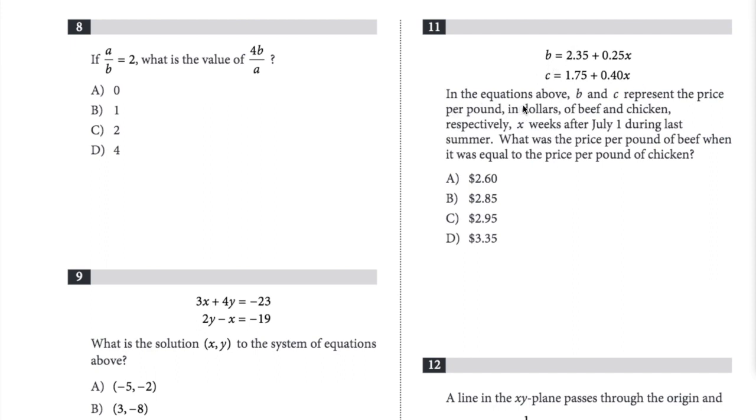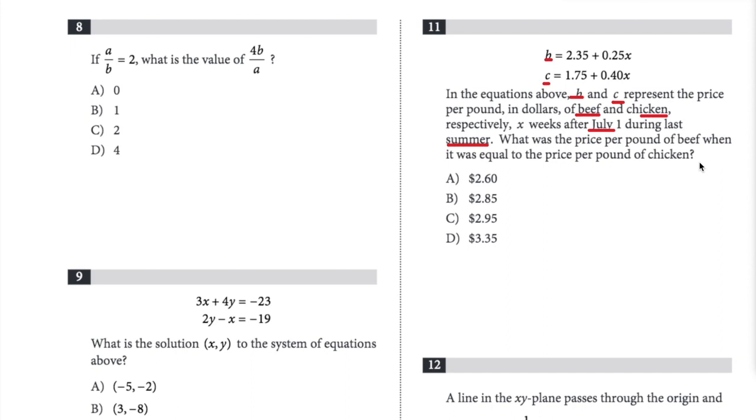So in the equations above, B and C represent the price per pound in dollars of beef and chicken, so B for beef and C for chicken, respectively, x weeks after July 1st during the last summer. What was the price per pound of beef when it is equal to the price per pound of chicken?